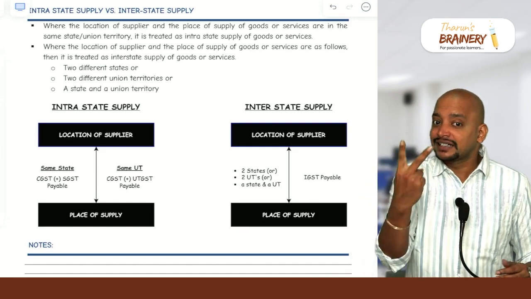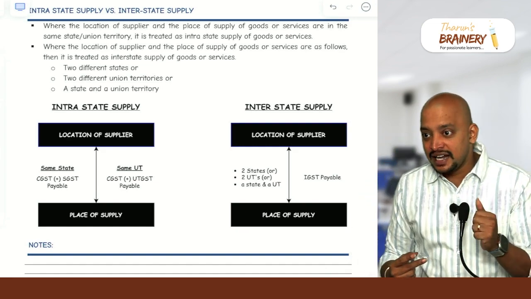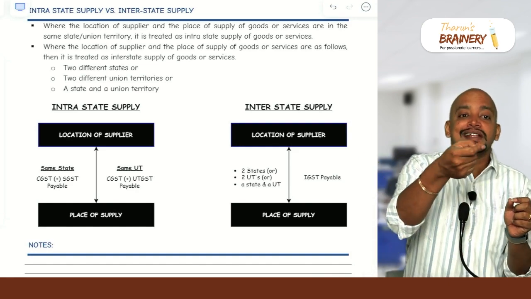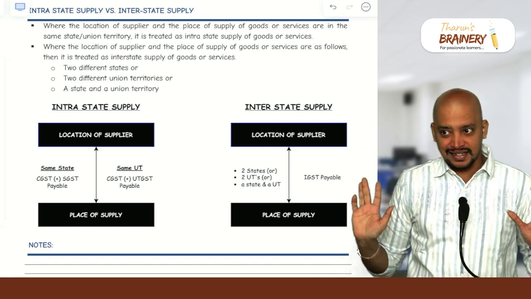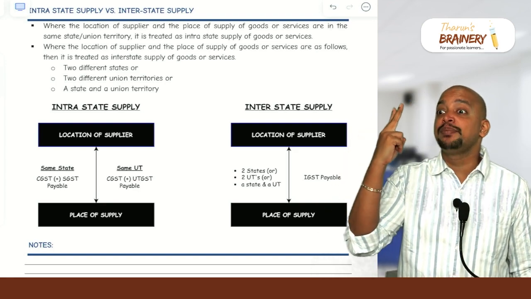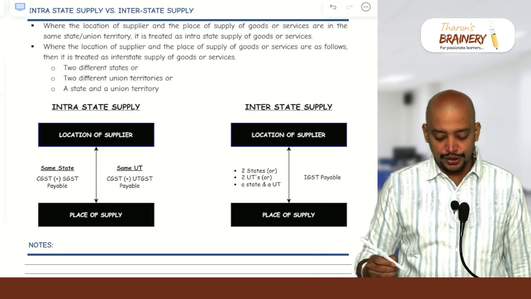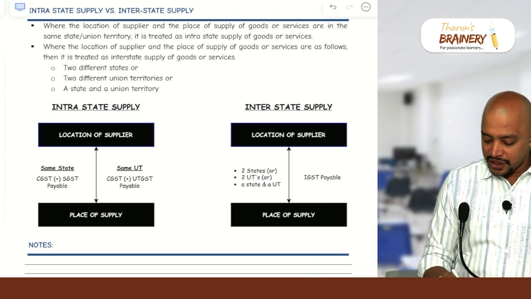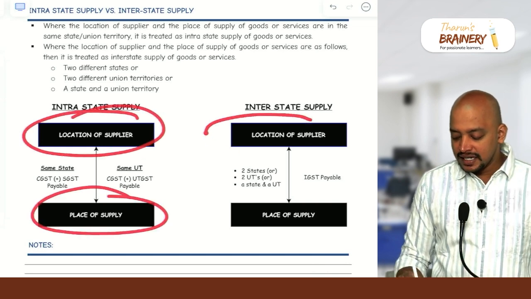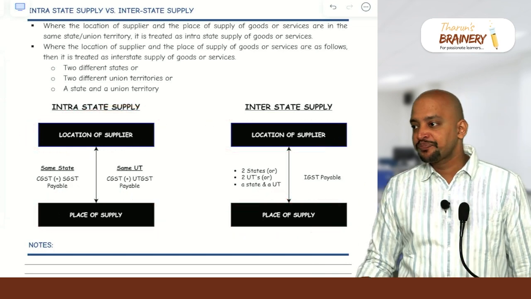There are two factors which we need to understand. So depending upon these two factors, the transaction will be either intrastate supply or interstate supply. What are the two factors? Location of supplier and place of supply. These are the two factors. So what are the two factors here? Location of supplier and place of supply. These are the two factors that we need to know.